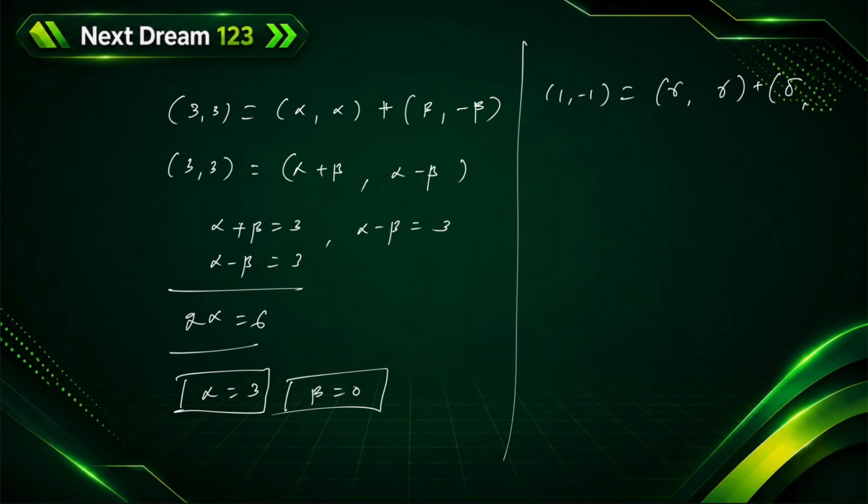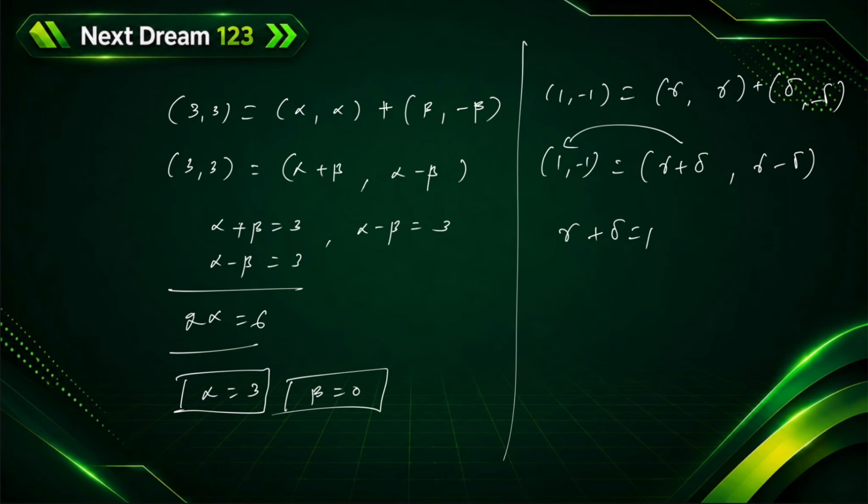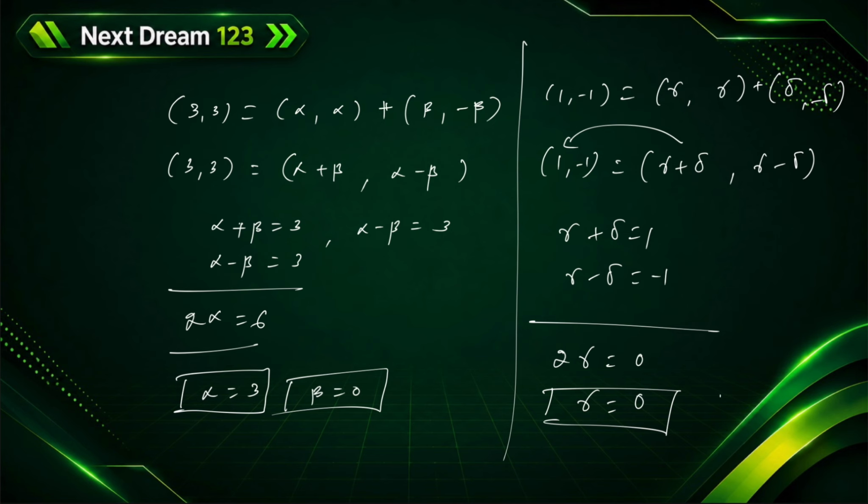Okay, delta minus delta, that is equal to, okay, gamma plus delta, gamma minus delta, 1 comma minus 1. Gamma plus delta equal to 1. Compare the values. Gamma minus delta equal to minus 1. Then we get 2 gamma is equal to 0. Gamma equal to 0. If gamma is equal to 0, delta equal to 1.